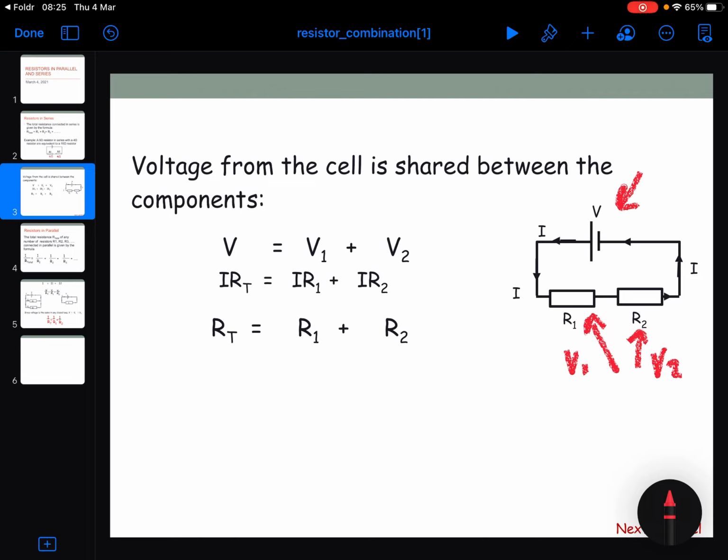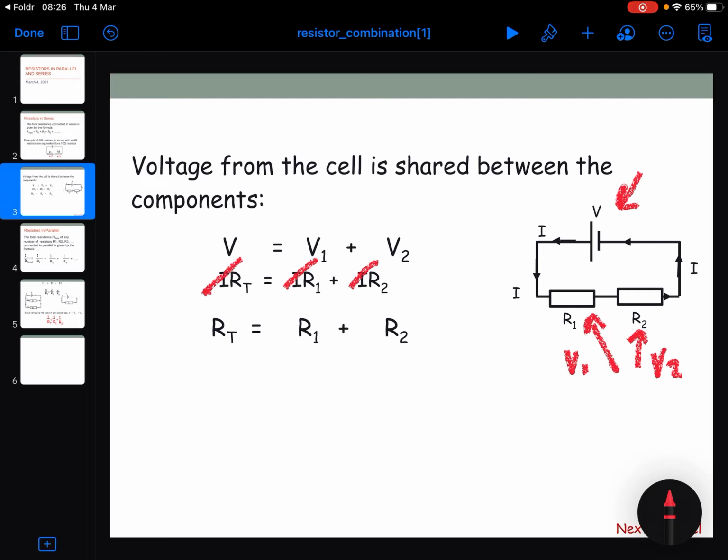Now I can see that there is an I on every single one of these equations, so I can get rid of that and it becomes RT is R1 plus R2. And obviously if you have more resistors in series, you just add them on as well. So that's why that is the case.